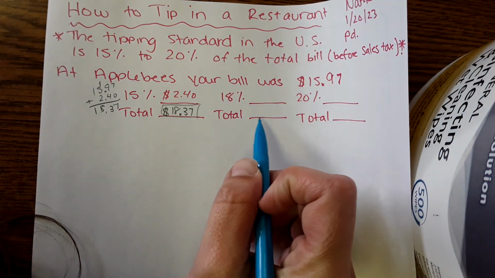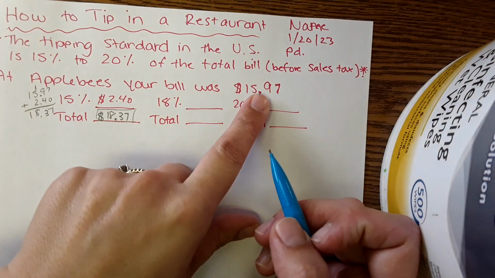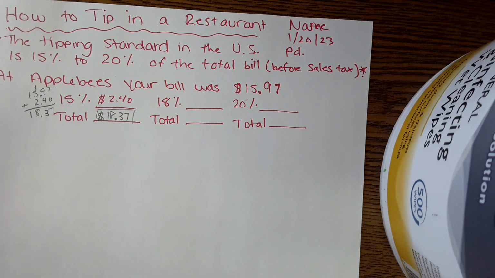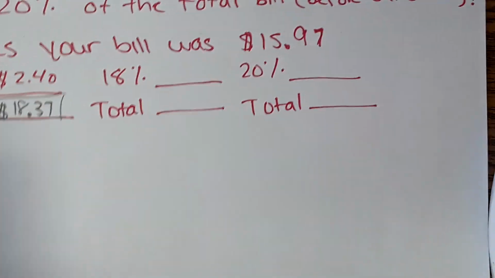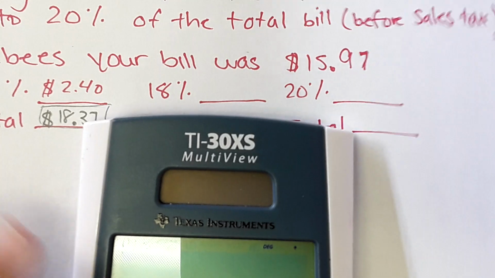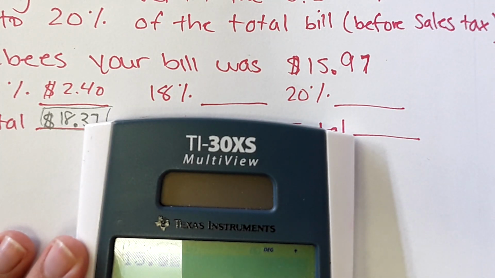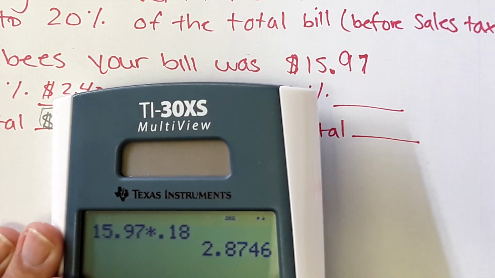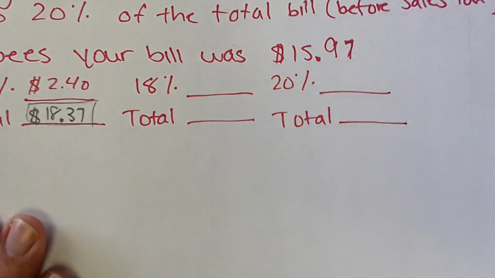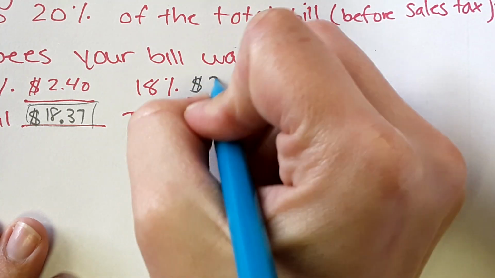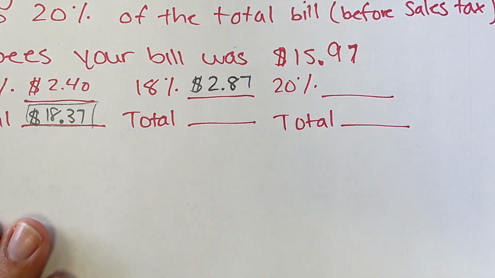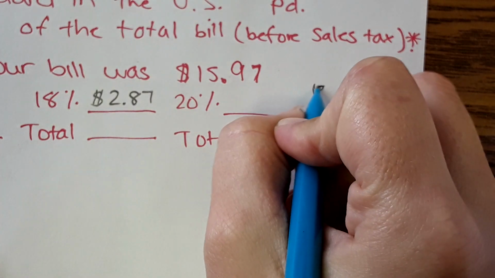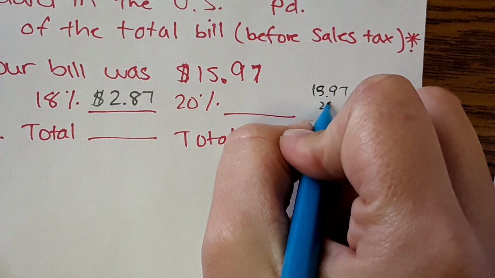Okay, and the next one, $15.97, 18%. So in the, what's that? Zoom in. Okay, so here I'm going to do 15.97 times 18%. So 15.97 times 0.18. We get this number. You would round that to 2.87. Then add it to this. Of course, just line up decimals. 15.97 plus 2.87.